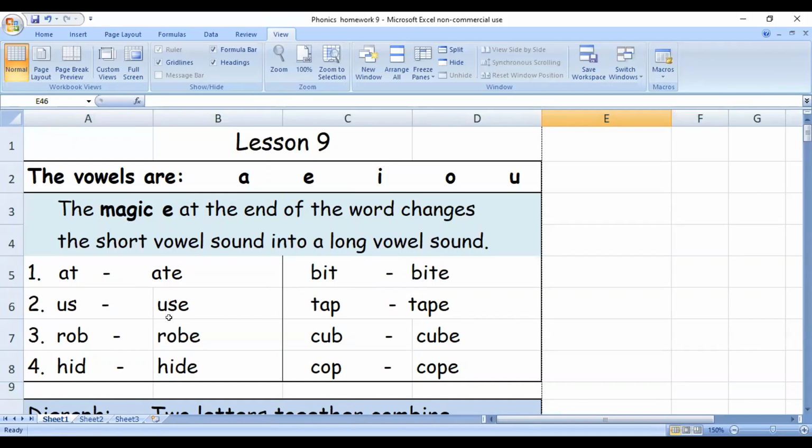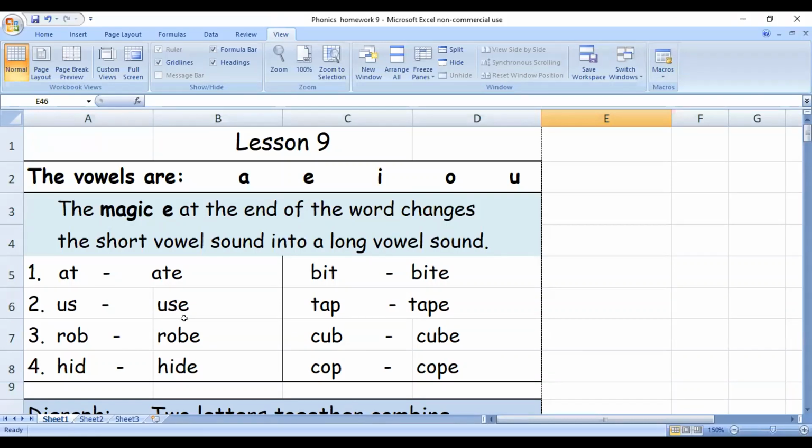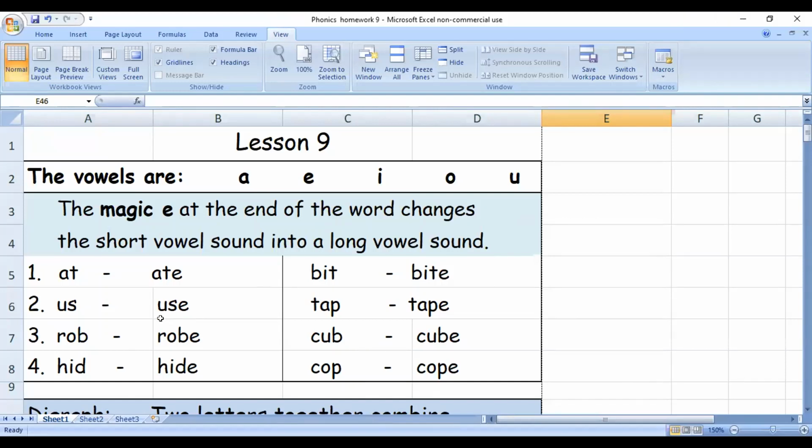Yesterday I ate an apple. Can you make a sentence with use? I am used the pen. You don't say I am use the pen. I use the pen to write. Very good. Okay. Can you make a sentence with hide?